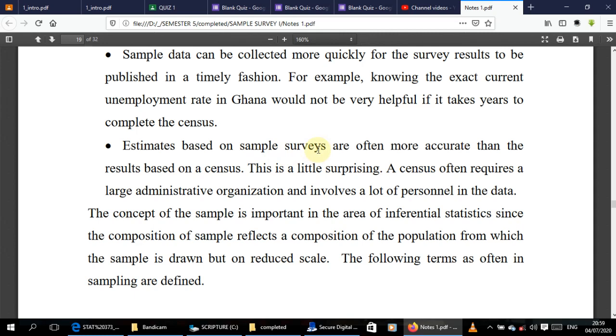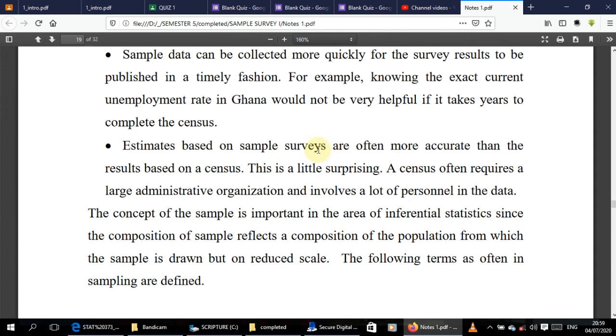So it's accurate in the sense that because the thing is small, anybody in charge of whatever doing it is going to put in a lot of effort. So assuming there are 2 million people and then you take a sample of 1,000. For 1,000, your workers will work very hard and make sure they don't leave anything out. But assuming you allow them to take the whole 2 million, headache. Some people might even sit somewhere and fill the questionnaires on their own. So that's the aspect that will make census very ineffective compared to sample survey.